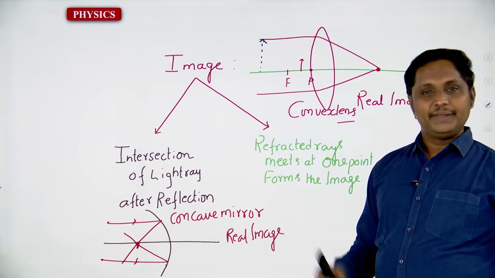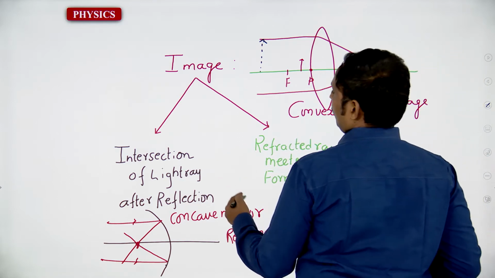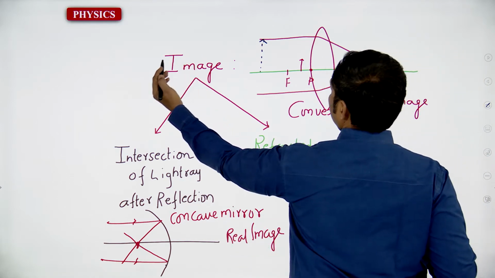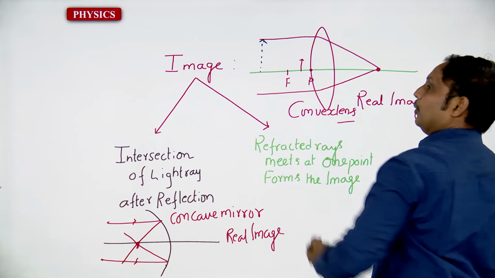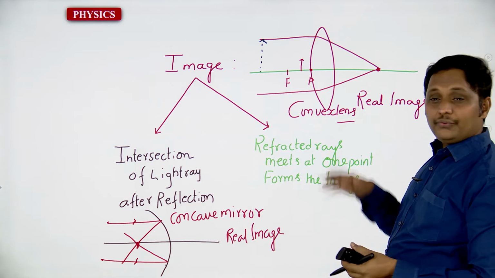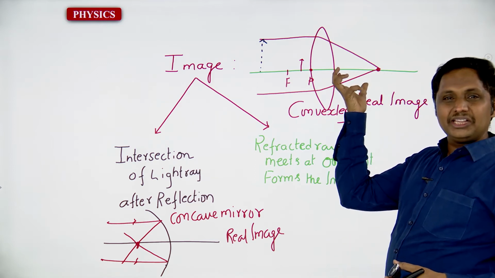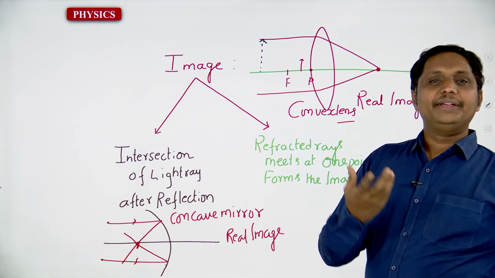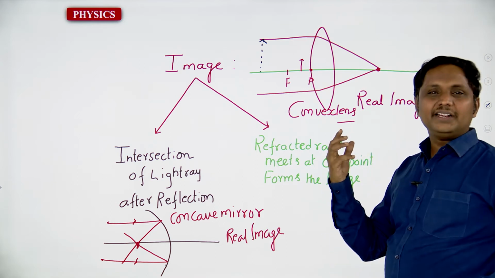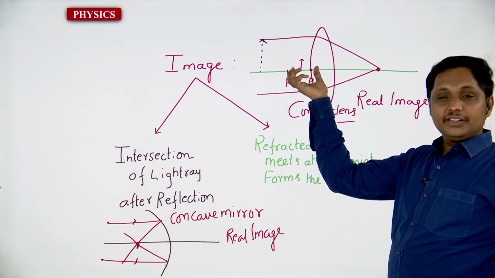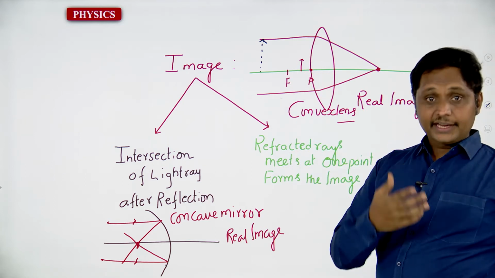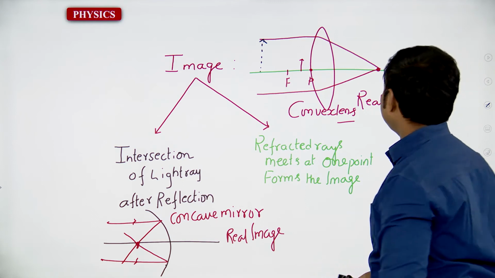If the object has been placed here between F and P, then only there exists a formation of a virtual image. Other than that, when you move from infinity towards the pole, the size of the image is going to vary. And you can define that it's going to be real, but while reaching this point, it is going to be virtual. It is very clear. We would like to go for this one.